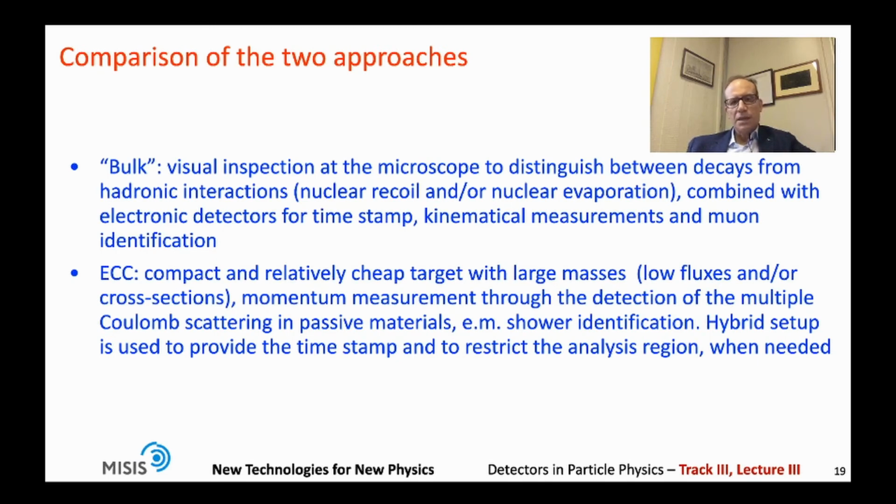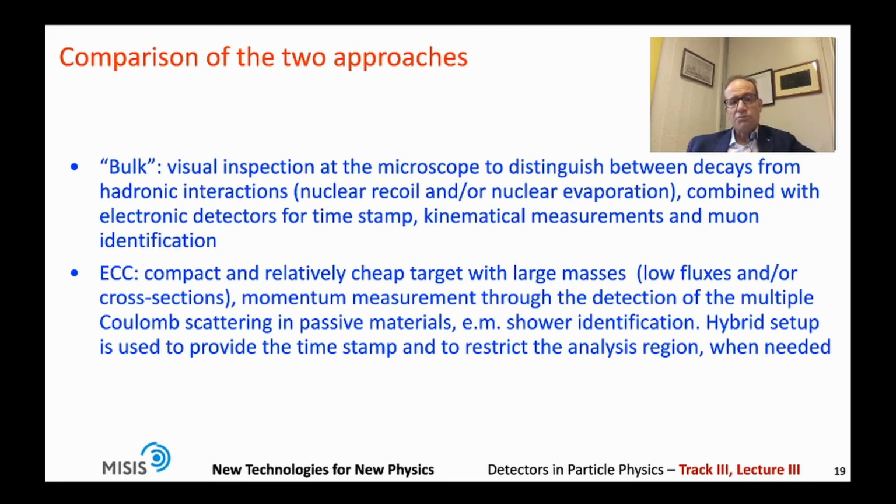So if you compare the two approaches, the bulk actually requires visual inspection at the microscope to distinguish between decays and hadronic interactions, because they show nuclear recoil, nuclear evaporation. So the bulk is normally combined with electronic detectors for the timestamp of the event, for the kinematical measurement and for the muon identification.